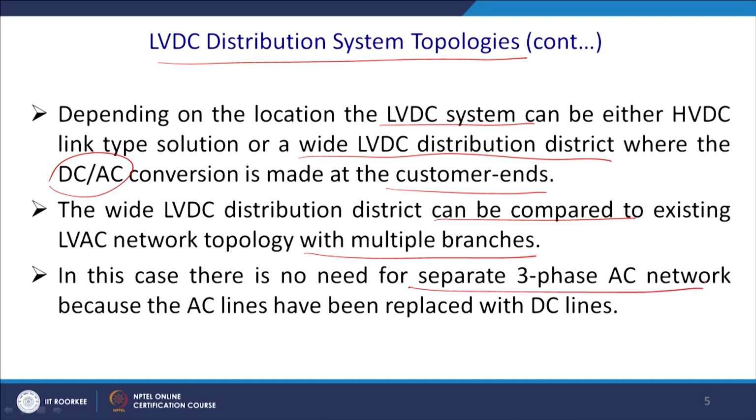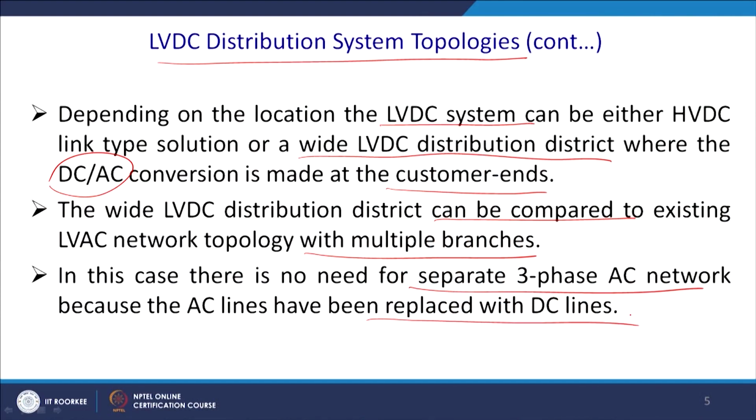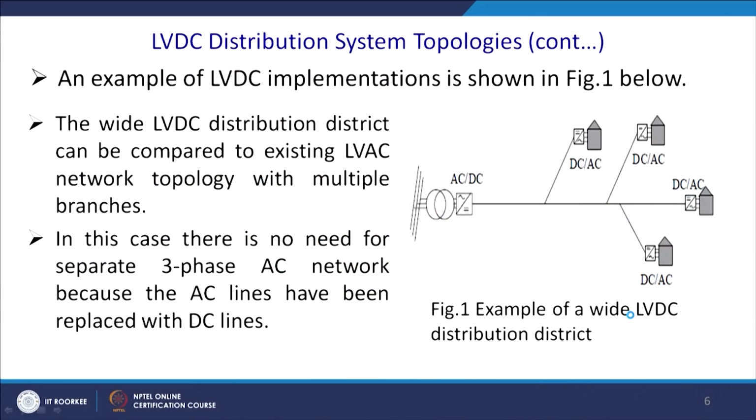In this case, there is no need for a separate 3 phase 3 wire. You require only the return path, you need not have the 3 wire system, because the AC line has been replaced by the DC line and no neutral is needed. For these reasons, this is one of the architectures.